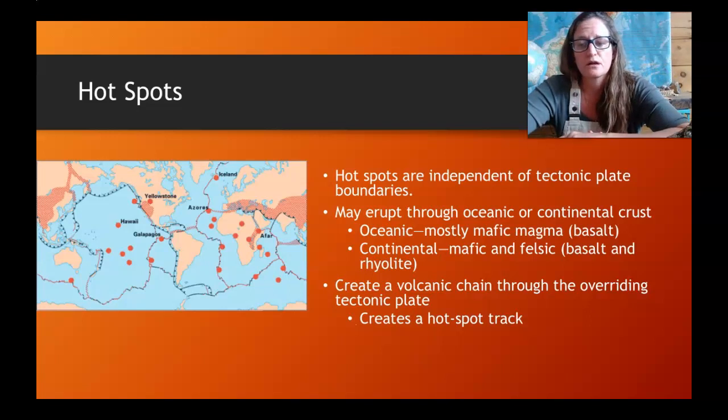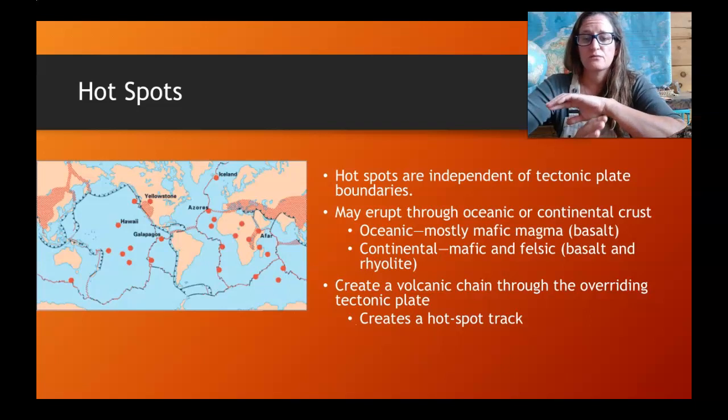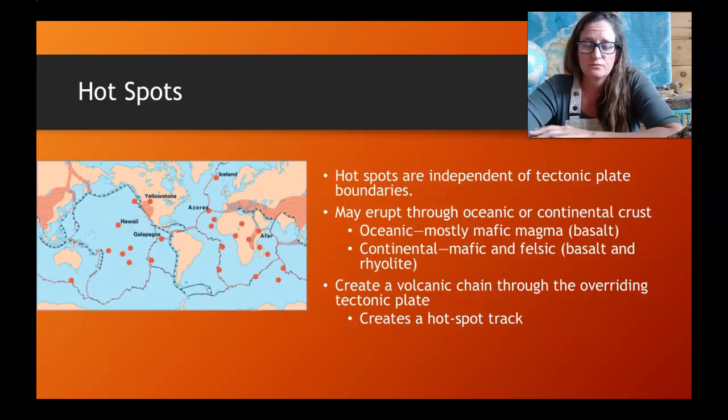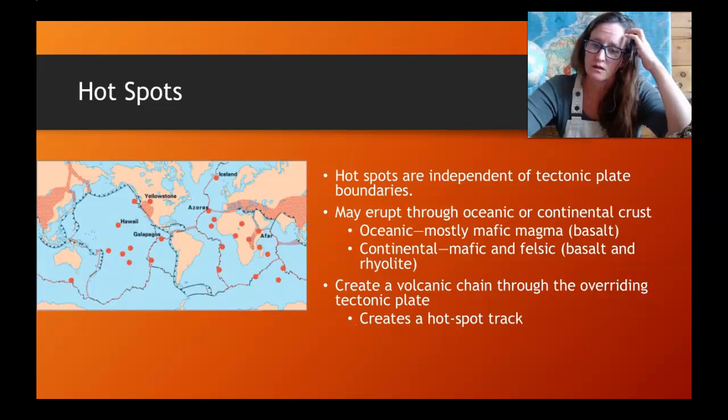The hotspots in continental crust can be kind of either mafic or felsic or intermediate. There's a mixing. It just depends on what melts, how much partial melting there is, and how much assimilation of the country rock there is. Okay.